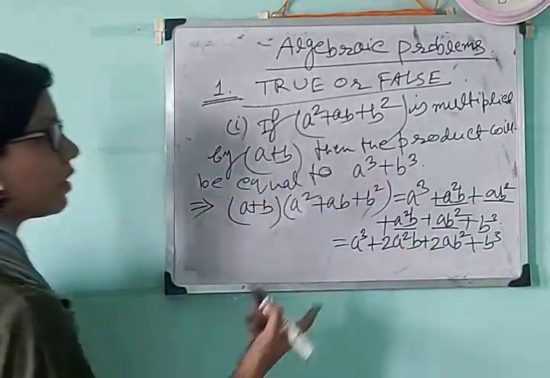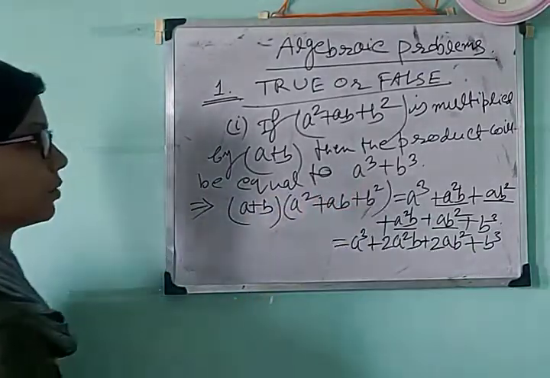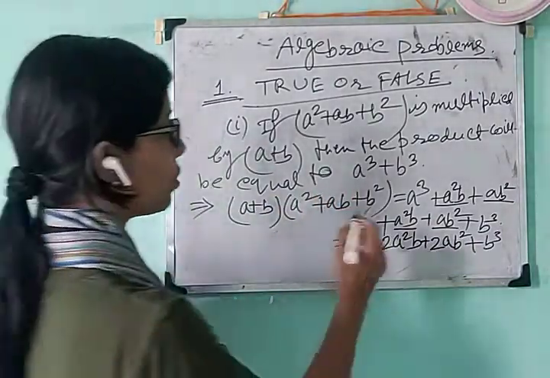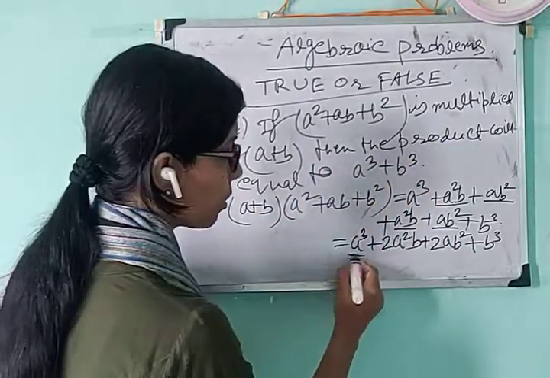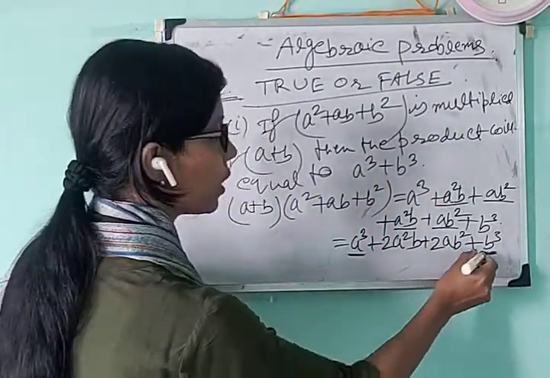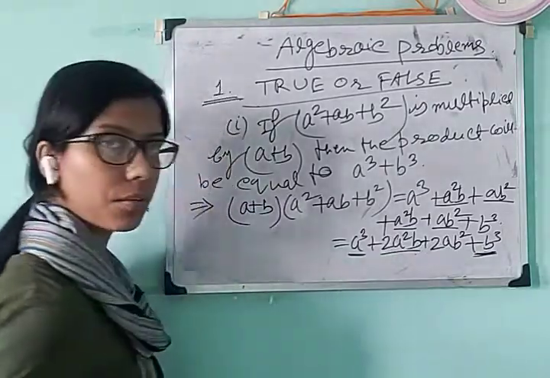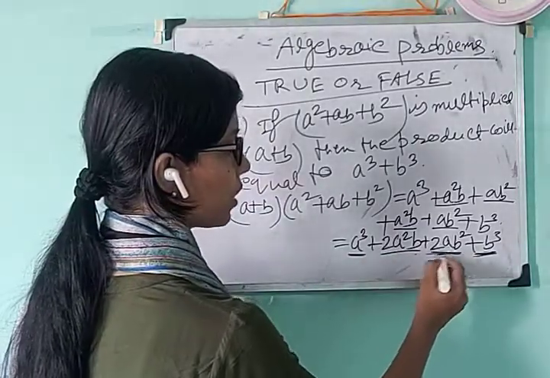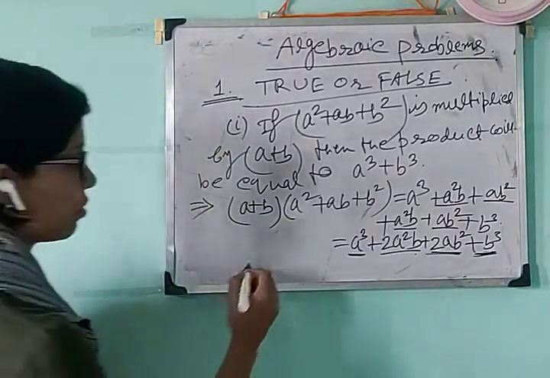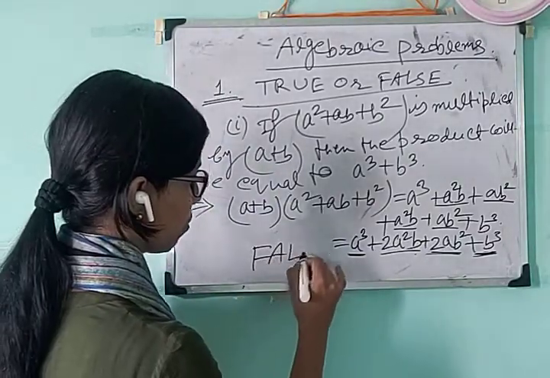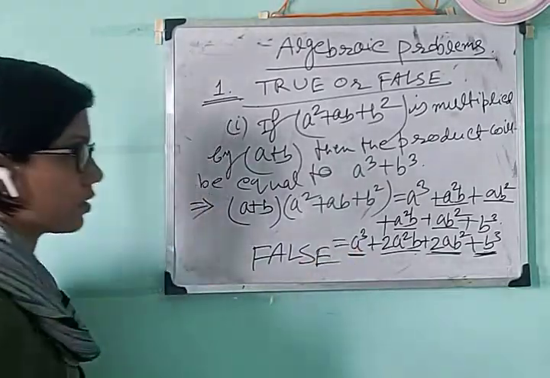So this is definitely not the formula of a cube plus b cube. The statement says the product will be equal to a cube plus b cube, but we are not getting a cube plus b cube. We are getting two extra terms, that is 2a square b and 2ab square. So the statement becomes false. This is a false statement.